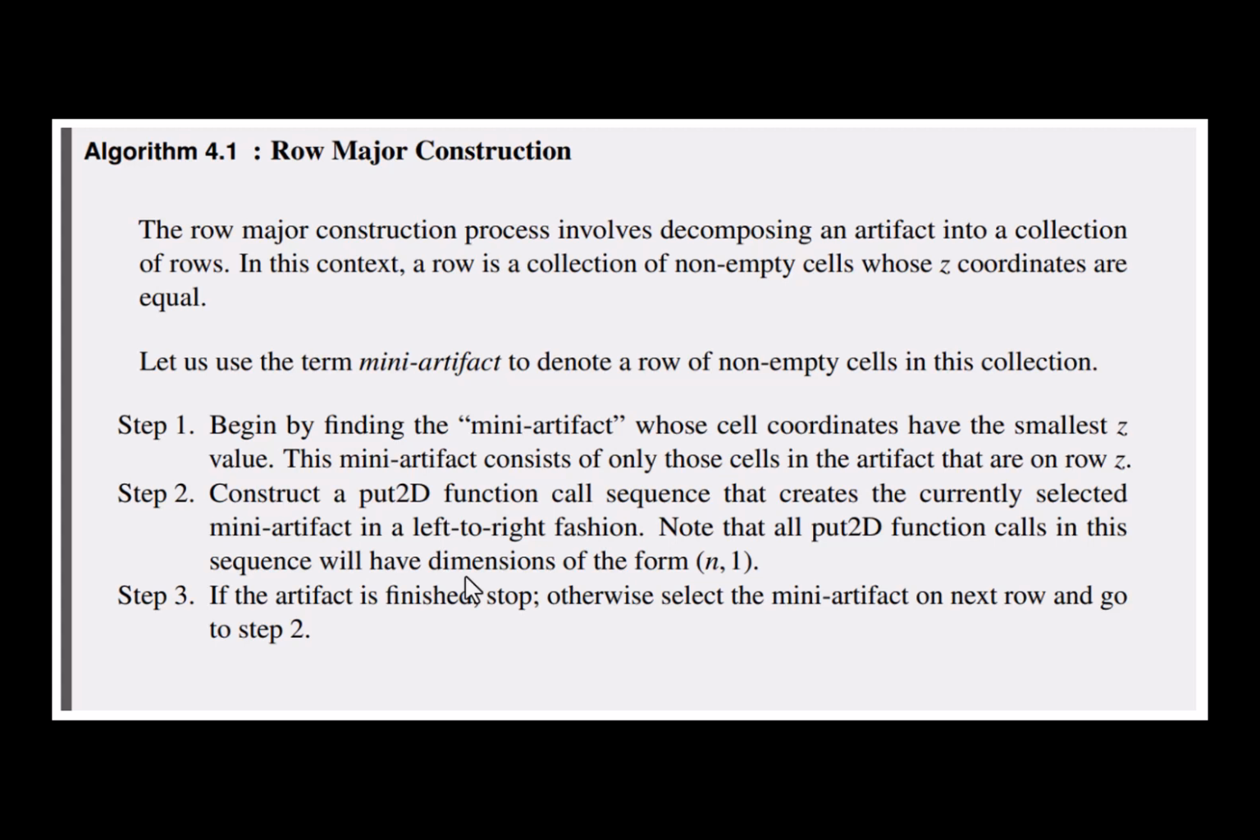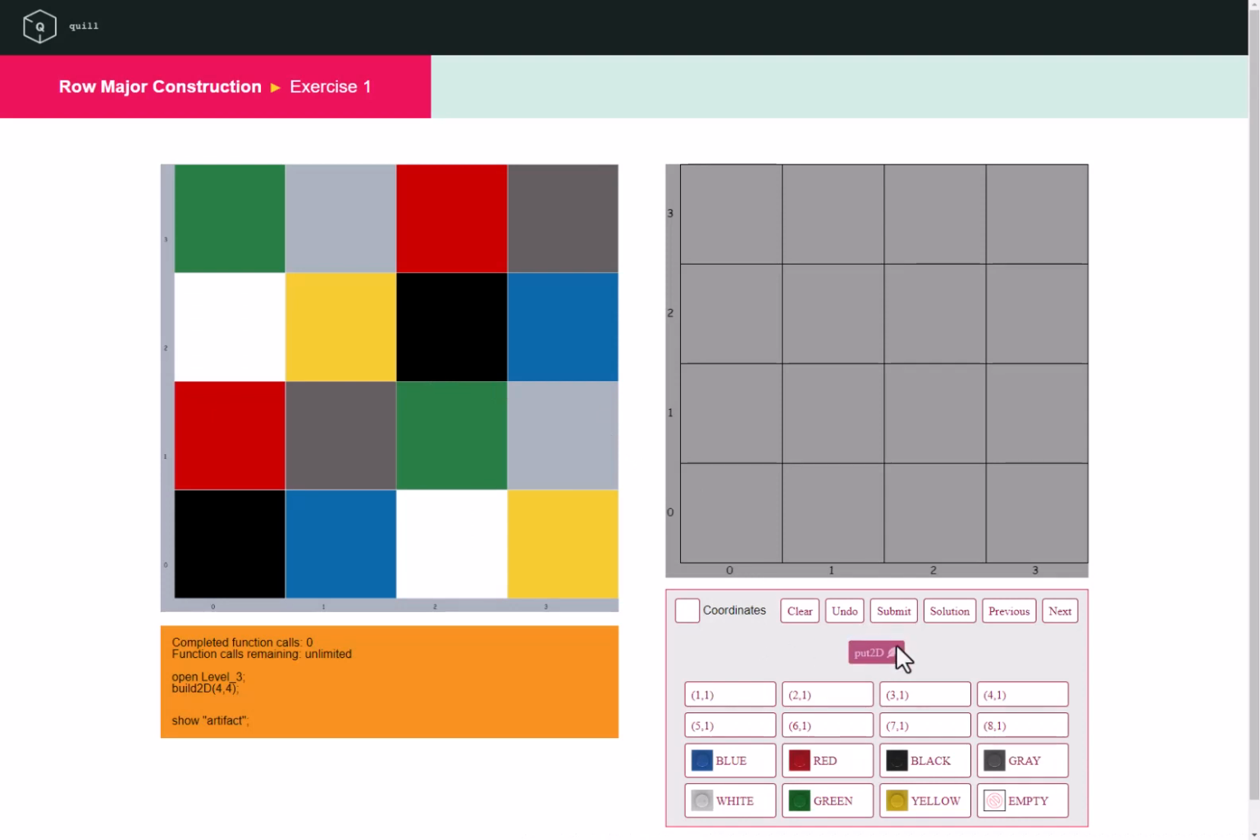And one algorithm that helps with this is a row major construction algorithm. And so this algorithm says, if the pixel art is complex enough, or if you decide to apply this algorithm, you construct pixel art one row at a time from bottom to top, and in each row you construct the pixels from left to right. So there's an app that makes sure you understand how this algorithm works.